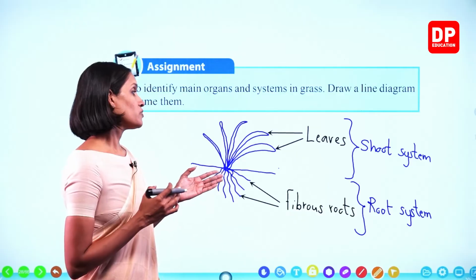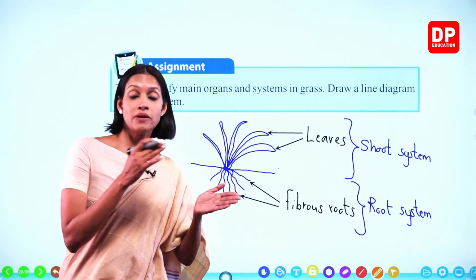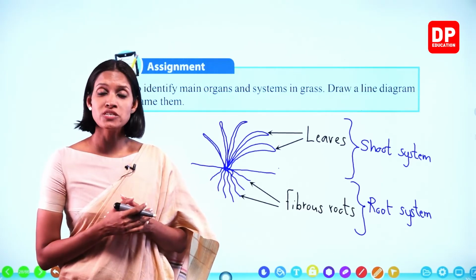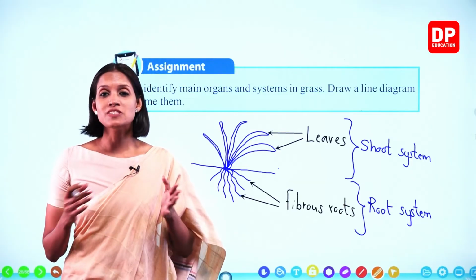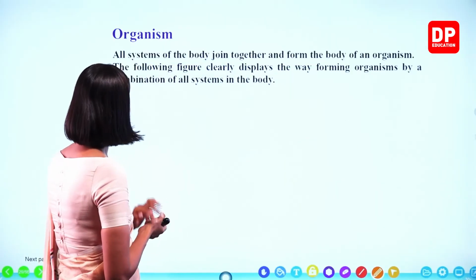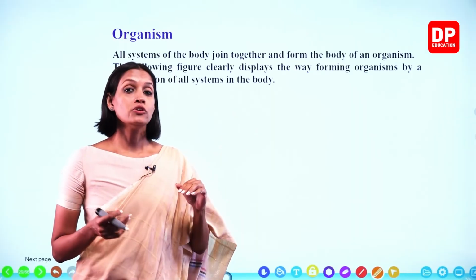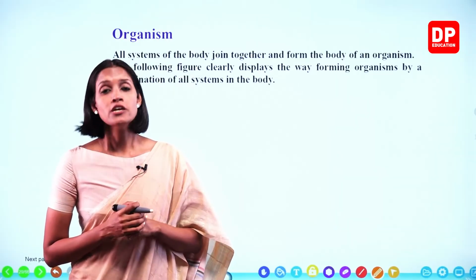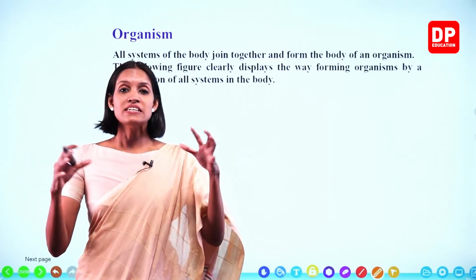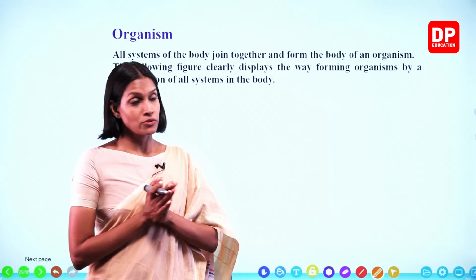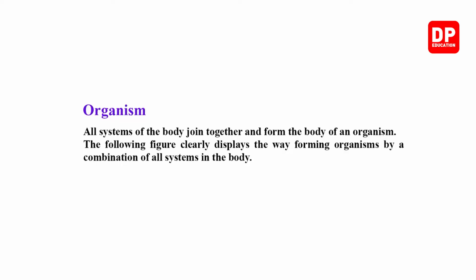Okay, children? So now we know that a tissue is made by a group of cells, and an organ is made by a combination of several tissues. And a system is made by combining a group of organs. What's next, children? Next one is an organism. So you know that systems are made by combining different types of organs. When it comes to an organism, a number of systems combine together and an organism is formed. All systems of the body join together and form the body of an organism.